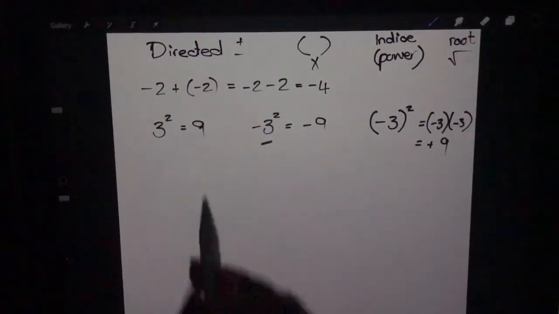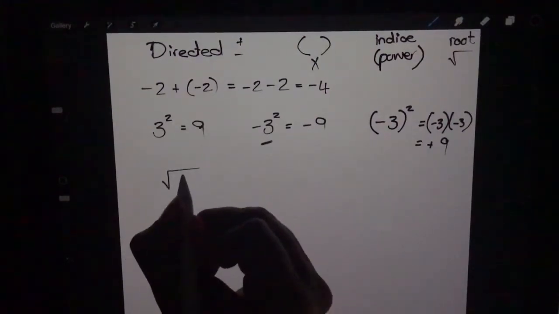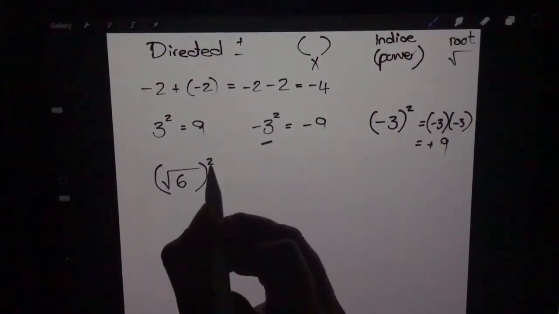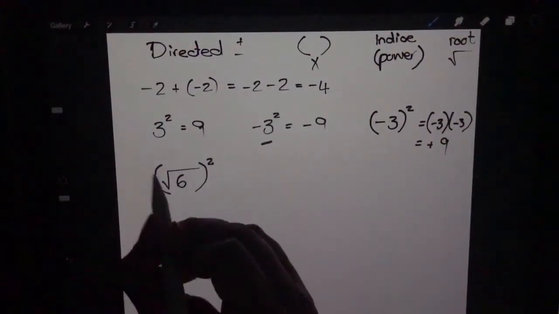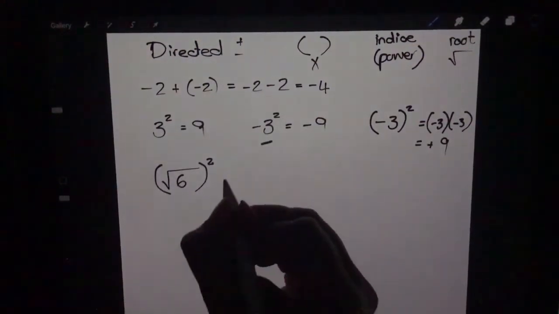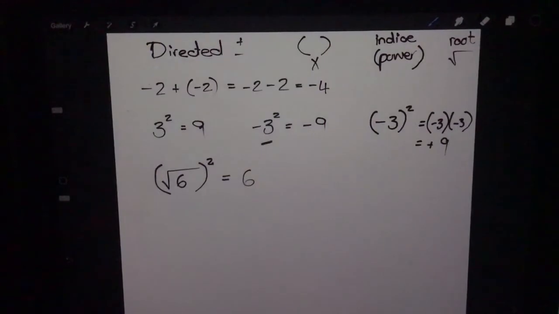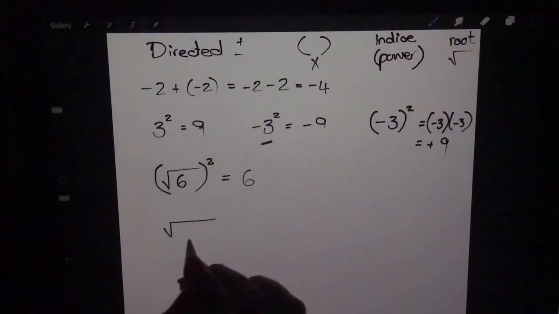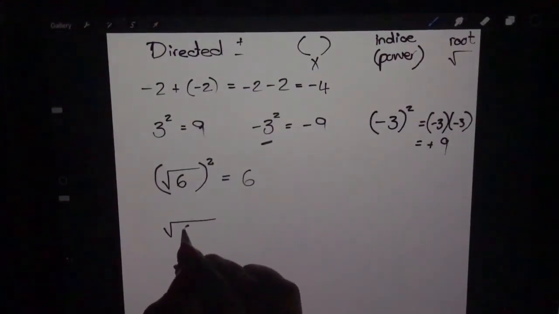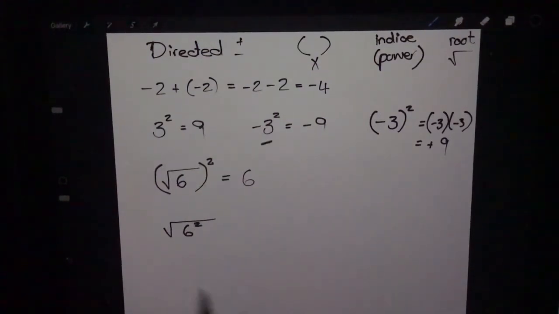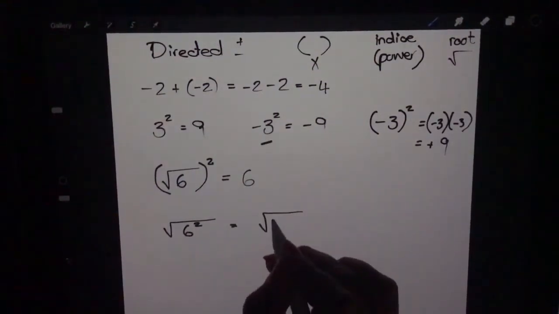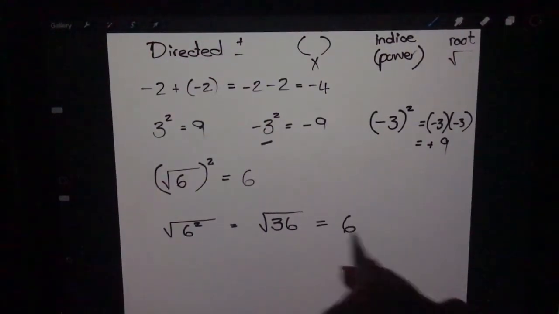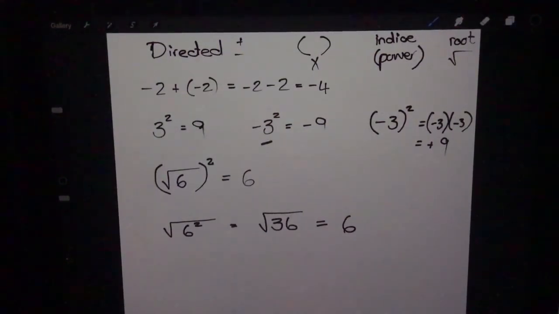The same applies for the root. If I have a root 6 and there's a bracket on the outside and a square. Now, since a square and a square root are inverse or opposite operations of one another, they simply cancel one another out, and the answer is simply 6. However, if the bracket or the root is like this, and there's an indice inside the root and no bracket, it means that the answer is 36, and the square root of 36 is 6. In this instance, the answer would be exactly the same. Right.